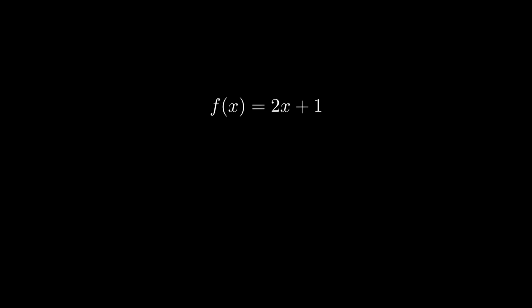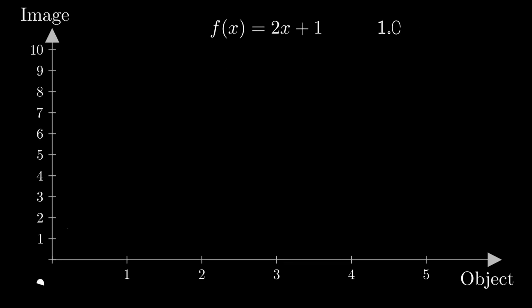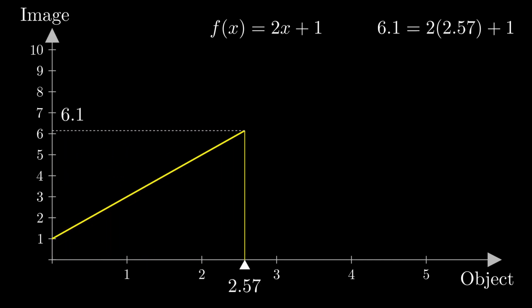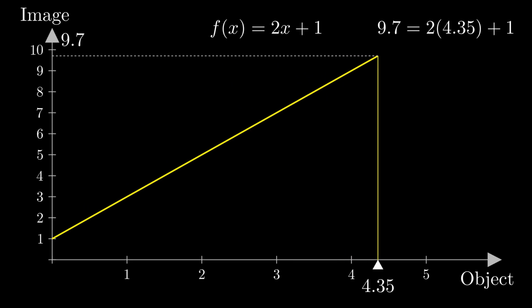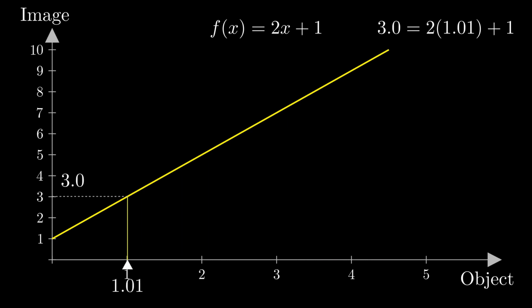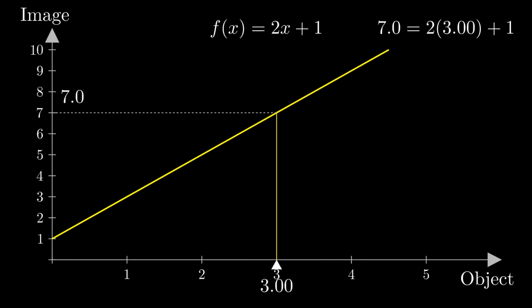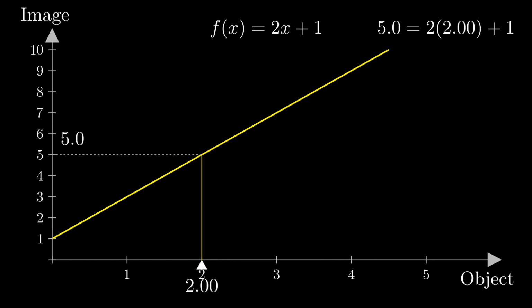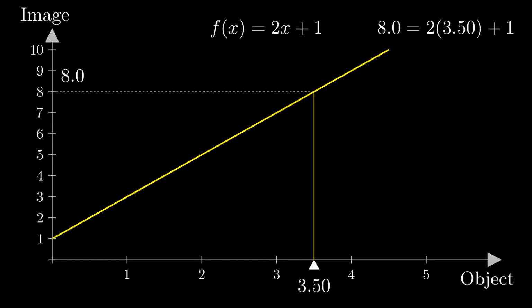Functions can be mapped onto a Cartesian plane. For example, the function f(x) equals 2x plus 1 could be mapped by plotting the value of y for each x, with x acting as an object and y acting as the image. Through this, you can easily determine the image of any object by tracing its value on the x-axis to its corresponding value at the y-axis. For example, the image of 2 is 5 in this graph, and the image of 3.5 is 8.